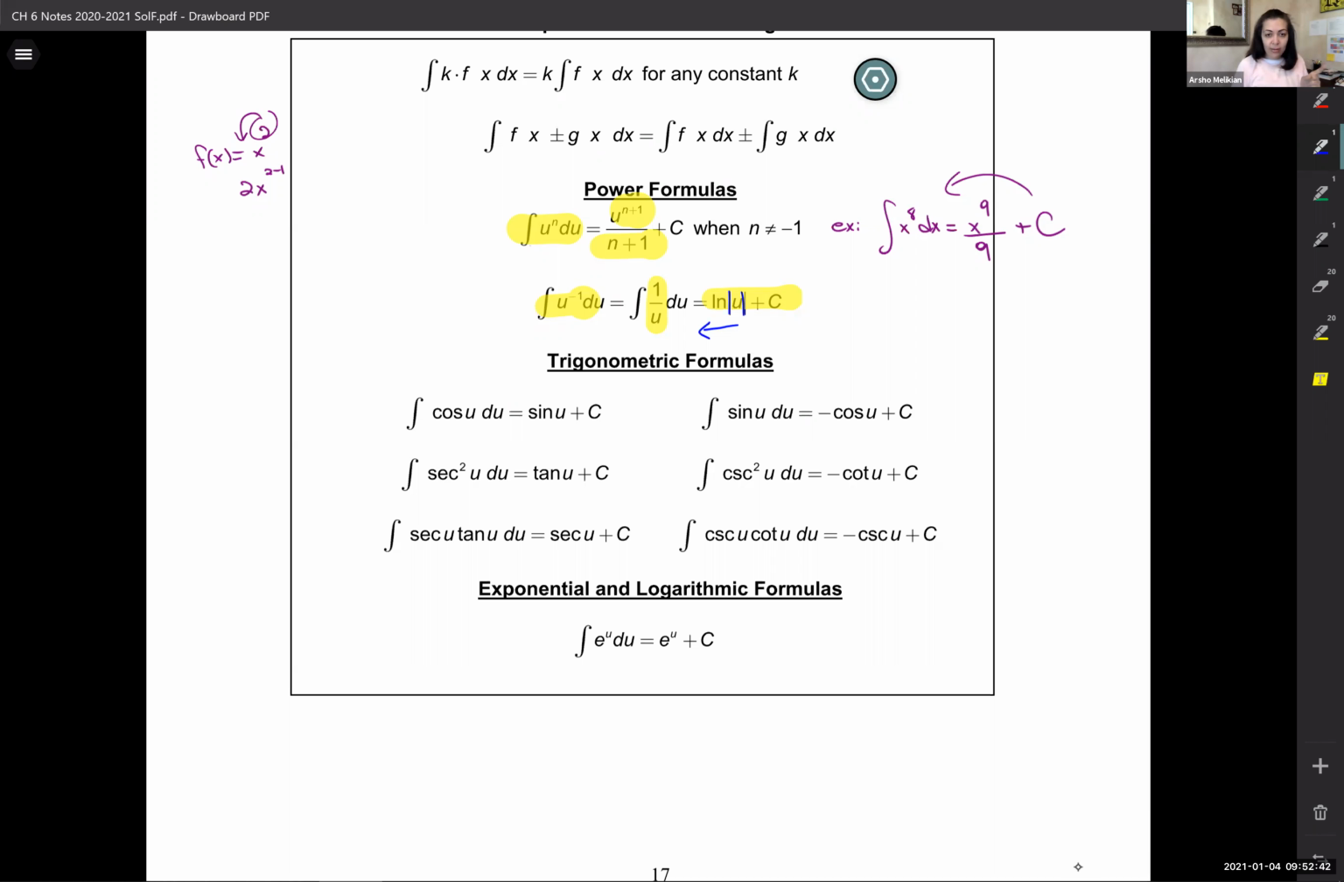Plus c, right? You can't forget the plus c. It's minus 1 every single time, and it can be brutal. Same with that absolute value of the ln.